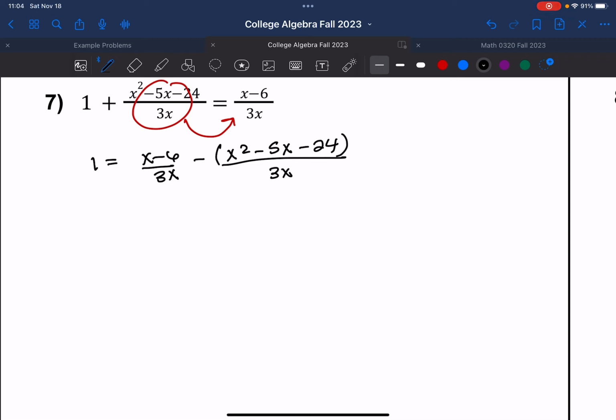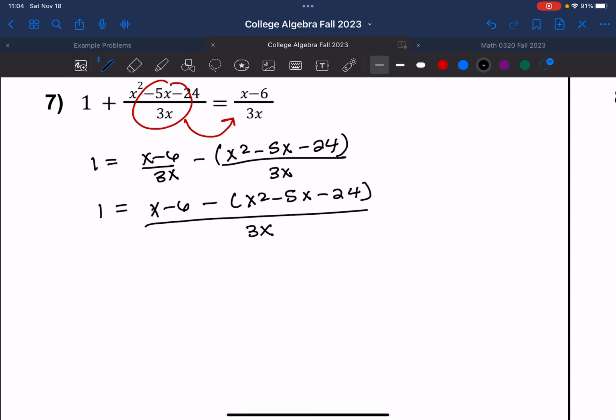Since they already have a common denominator, I'm going to combine like terms. So I have 1 is equal to x minus 6 minus x squared minus 5x minus 24 all over 3x. Okay, the reason I'm putting that second part in parentheses is because of that negative. Because that negative is going to change all the signs.